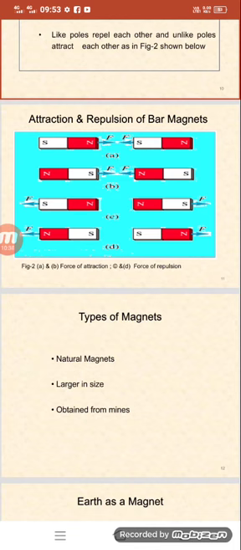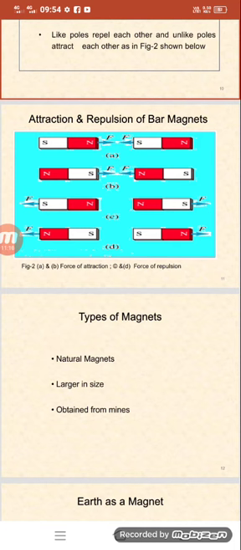In the picture below, figure B, we see that on the left side we have a south and north bar magnet, and we have a north and south bar magnet. Here also we have two different poles near each other, one south and the other north. That's why both are going to be attracted to each other. So figure A and figure B indicate that unlike poles are going to be attracted.